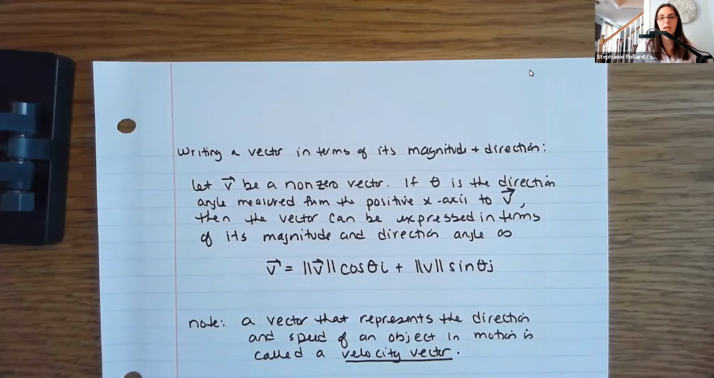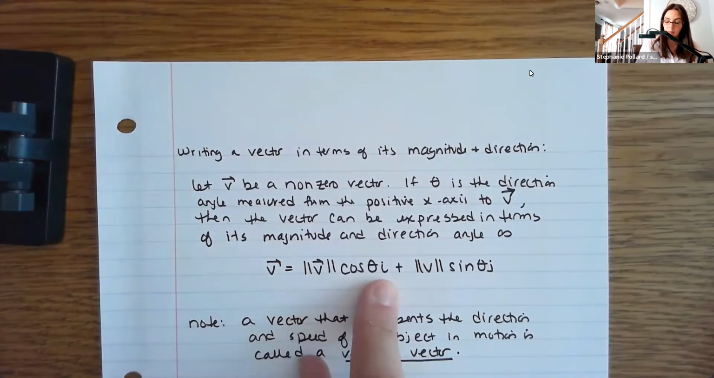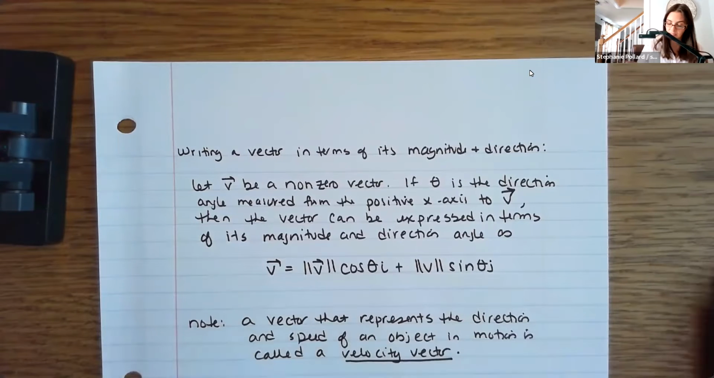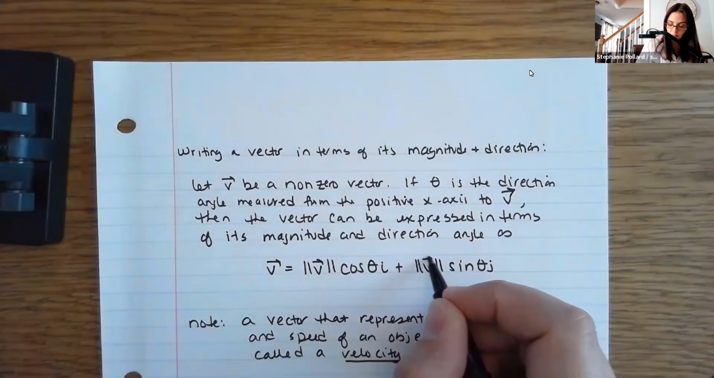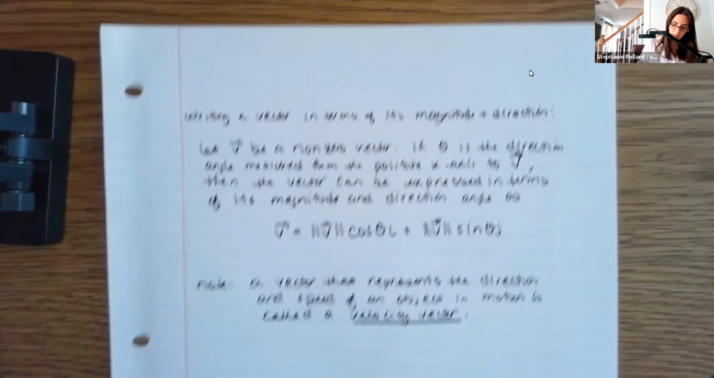Now we can also write a vector in terms of its magnitude and direction. So let v be a non-zero vector, and let theta be the direction angle measured from the positive x-axis to the vector. Then the vector can be expressed in terms of its magnitude and direction. So it is the magnitude times the cosine of theta, i, plus the magnitude times the sine of theta, j. And just a little side note, a vector that represents the direction and speed of an object in motion is called a velocity vector. So let's give an example here.